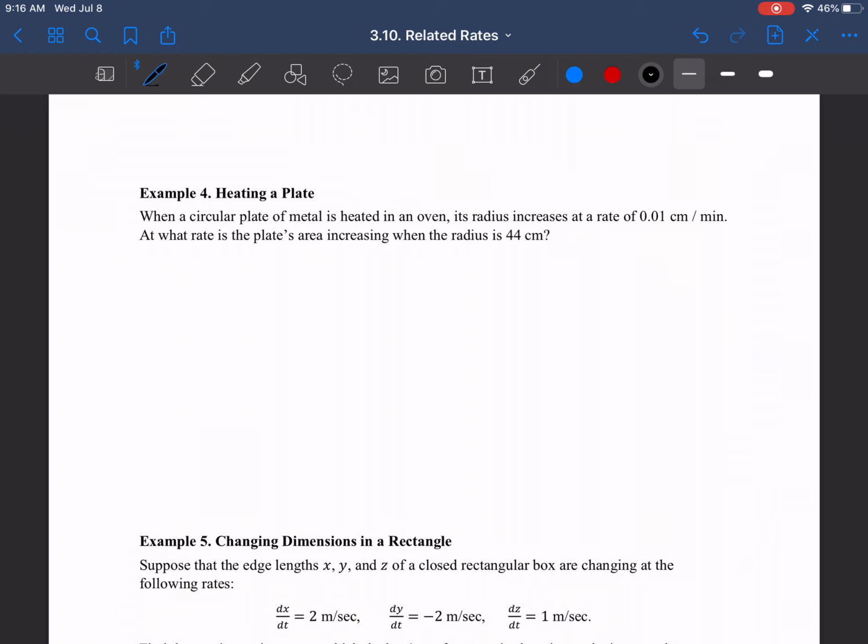All right, so given: when a circular plate of metal is heated in an oven, its radius increases at a rate of 0.01 centimeters per minute. At what rate is its area increasing when the plate's radius is 44 centimeters?